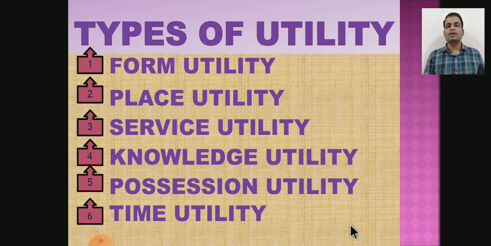Which type of utility? Time utility. When the utility of a commodity increases with a change in the time of utilization, when the utility of a commodity is changed due to a change in the time of utilization, such type of utility is called time utility. So in this case, the utility of the product increases, but what is the reason behind the increase in the utility? Change in the time of utilization, and therefore it is called time utility.